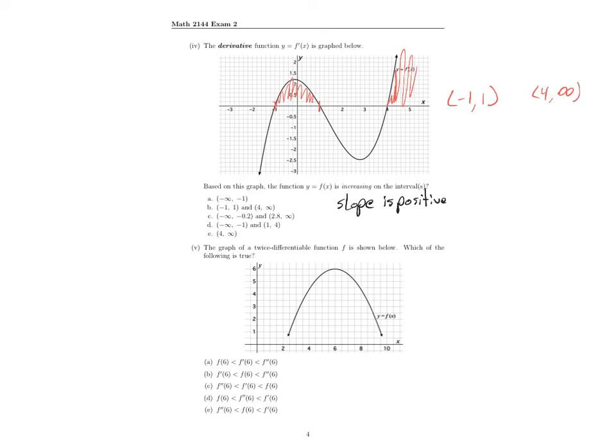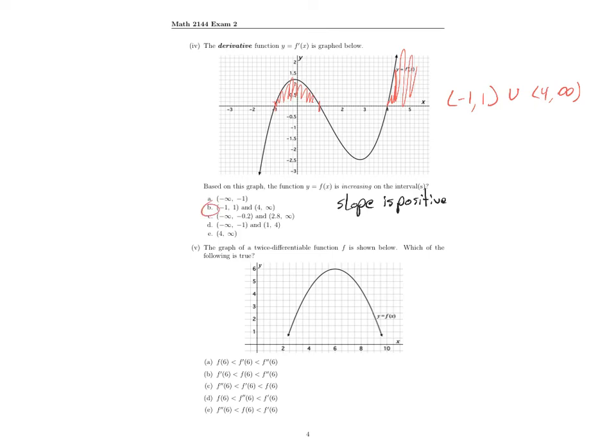And we're going to say these are both in parentheses instead of brackets, because when x actually equals -1 or x actually equals 1 or 4, the f prime of x value is 0, which means our slope is not positive, because to be positive we need to be greater than 0. So the correct answer would be -1 to 1 union 4 to infinity, which is going to be answer B right here.